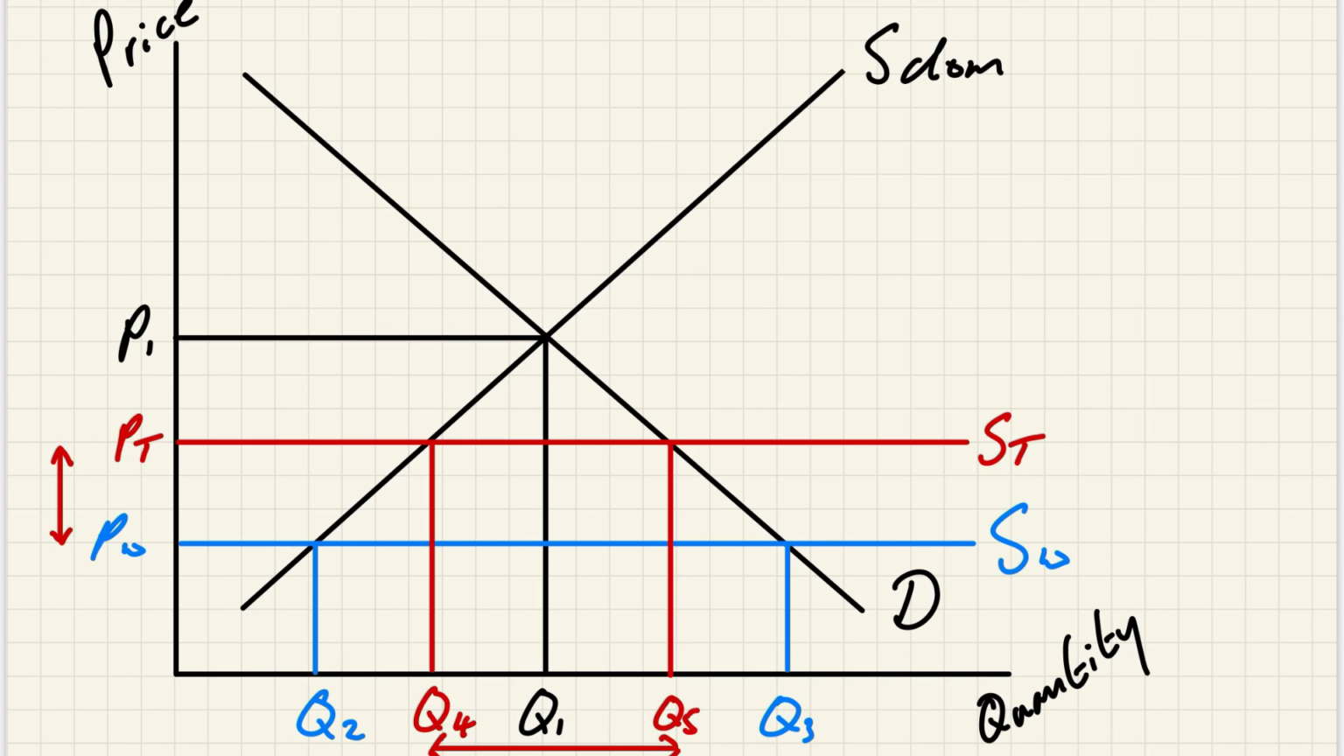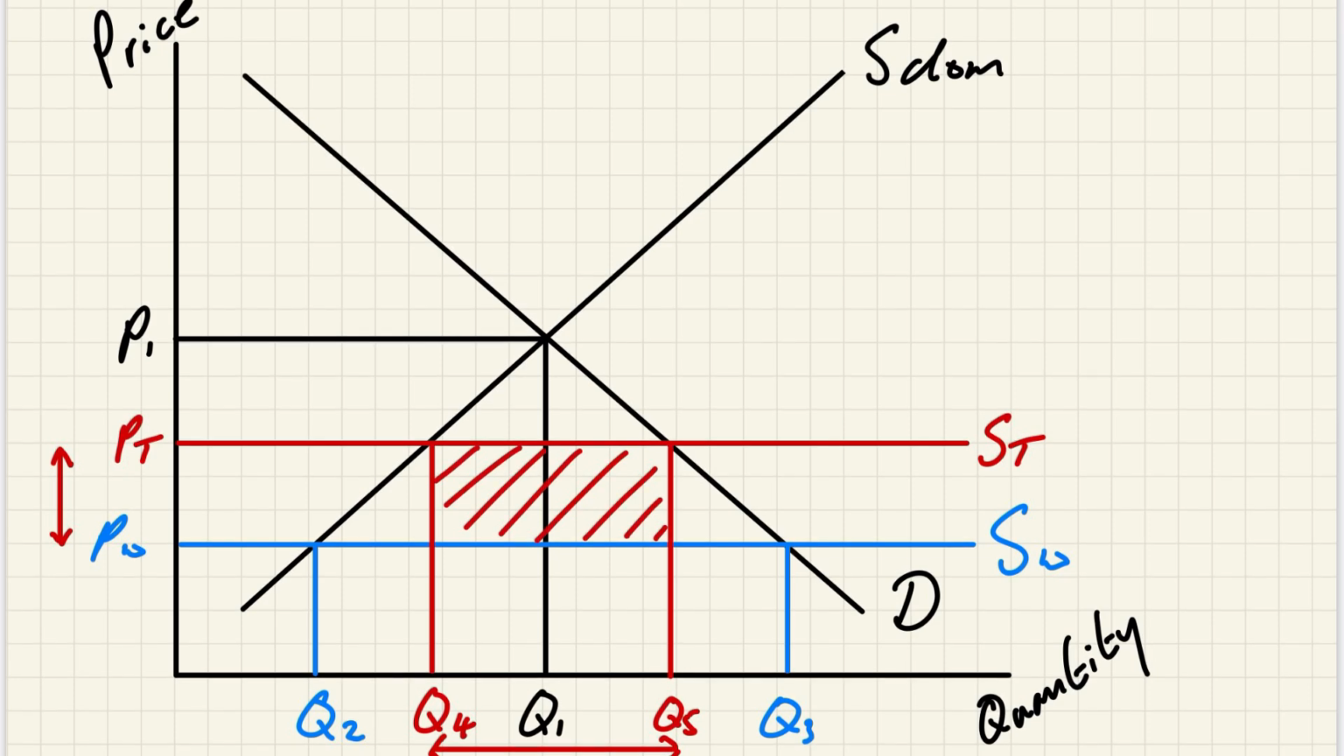That will reduce the consumer surplus. It will also increase the amount of the product which is being produced by domestic firms, in this case from Q2 to Q4. Okay, so the consumer surplus has decreased and the producer surplus has increased. Now, this is an indirect tax, a tax levied on imports, so it will also raise some revenue for the government.